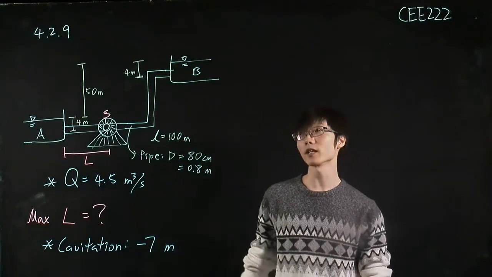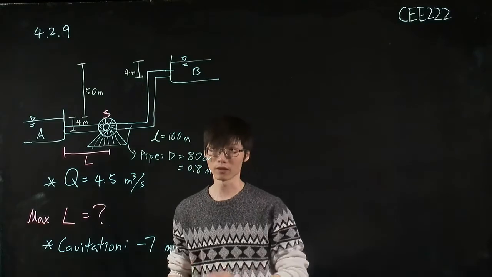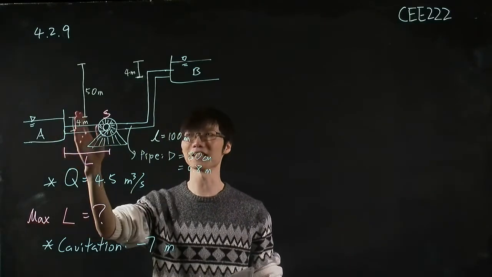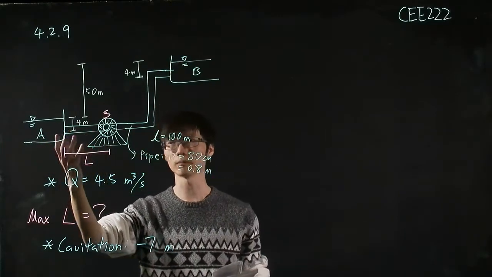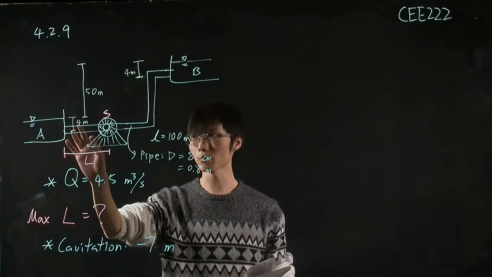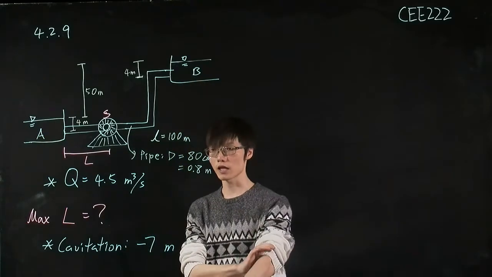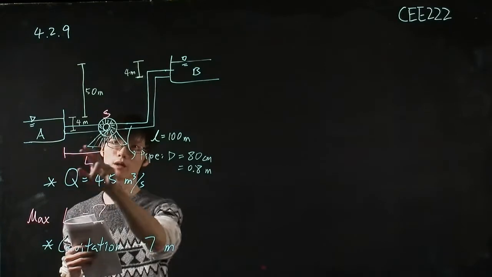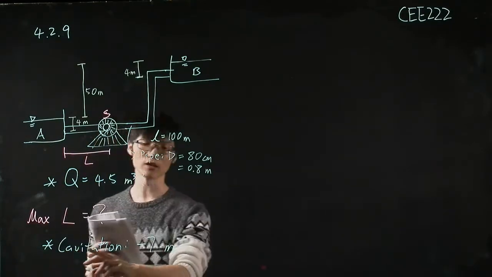Okay, now let's look at problem 4.2.9. So it's really similar to the previous one, but this time we switch the system setup to two reservoirs. So we have the pump here, and we want to find a place to install this pump to pump the water from reservoir A to reservoir B. And the question asks what is the maximum distance from reservoir A that we can place this pump without any cavitation problem.